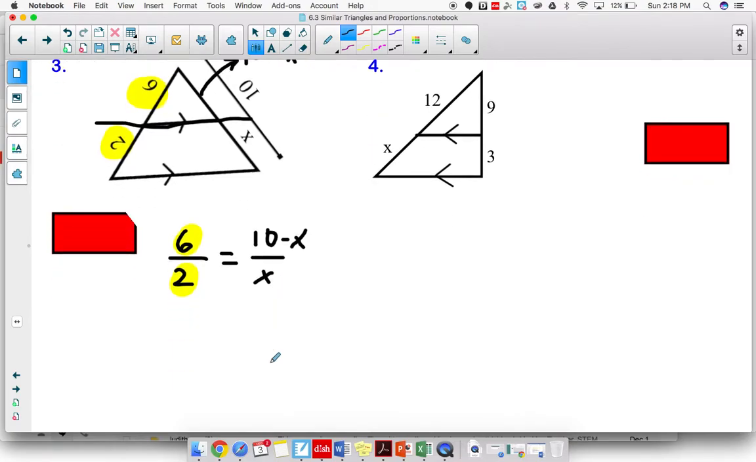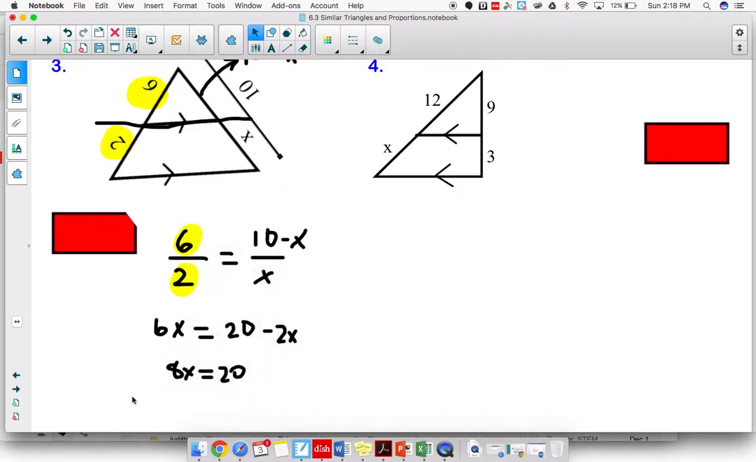So 6 times x is 6x. And 2 times 10 would be 20. But remember, I have to distribute the 2 to both parts. So 2 times negative x would be negative 2x. And I'm going to add 2x to both sides. So I'll get 8x equals 20. And if we divide by 8, there we go. Divide by 8, we get, I already did the math on this one, so I'll just click on that. We get like 2.5 when you divide that out.